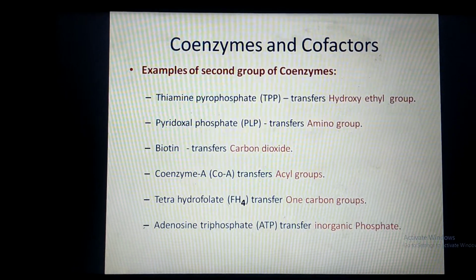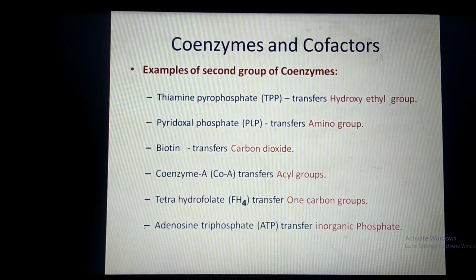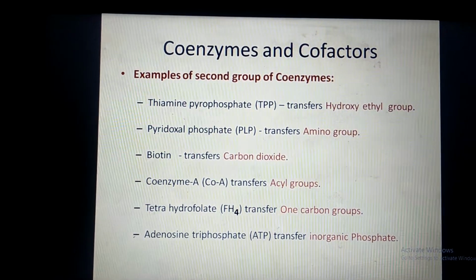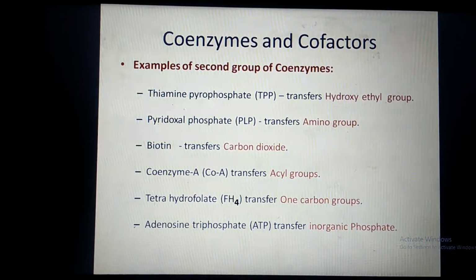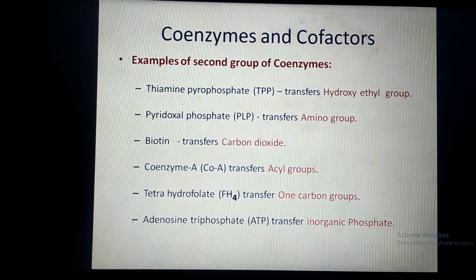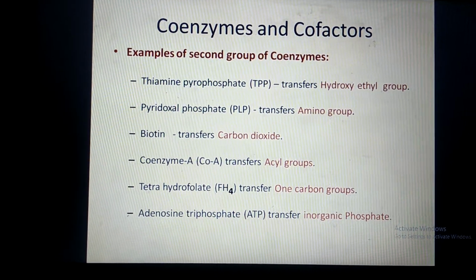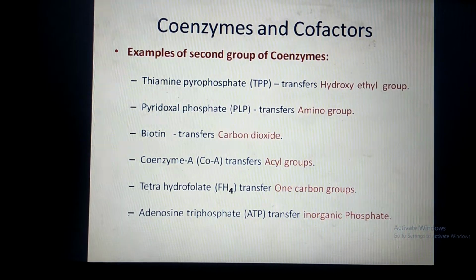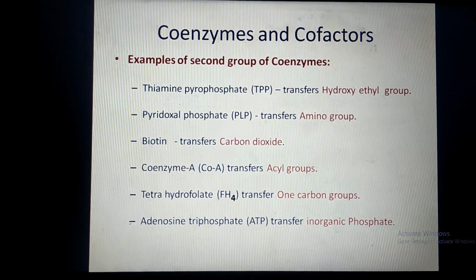The next coenzyme is biotin, which itself is a vitamin, and it transfers the carbon dioxide group. Coenzyme A transfers the acyl group. Tetrahydrofolate, derived from folic acid, transfers one-carbon groups. Adenosine triphosphate, ATP, is not derived from the vitamin B complex, and it transfers inorganic phosphate.